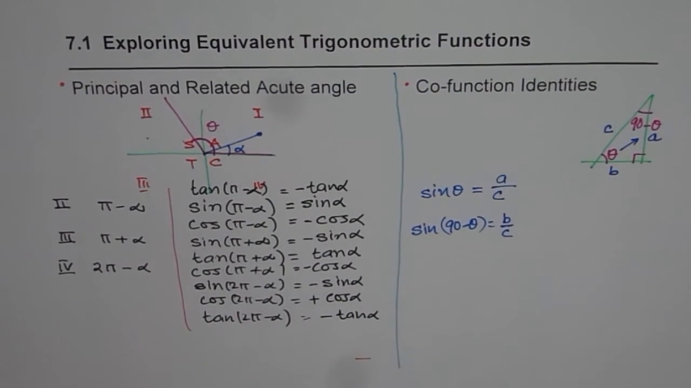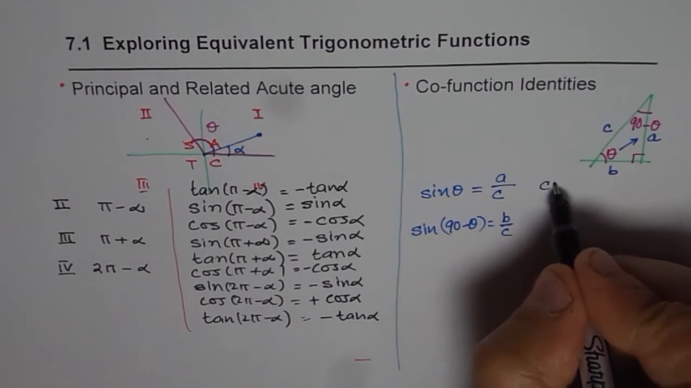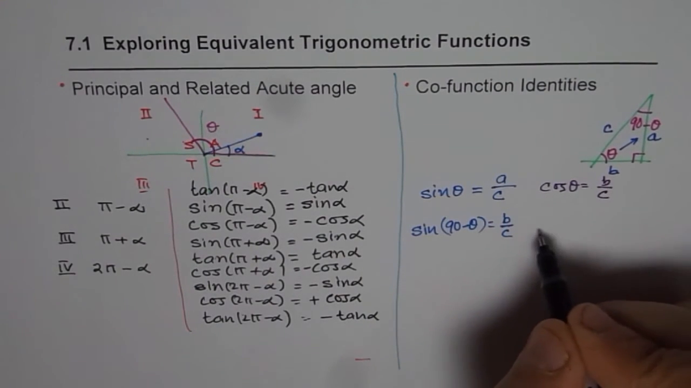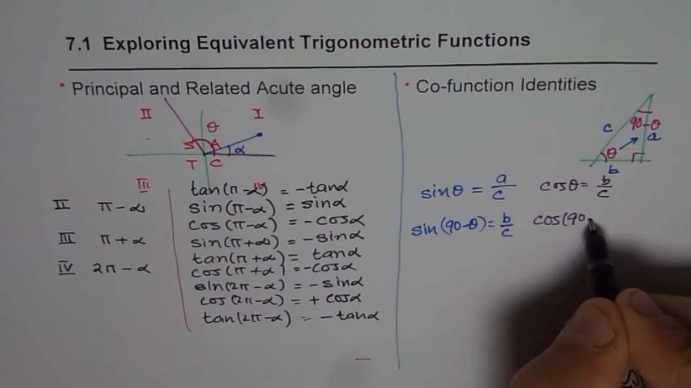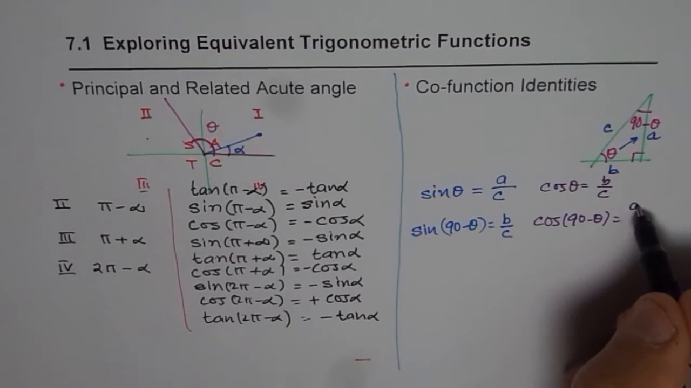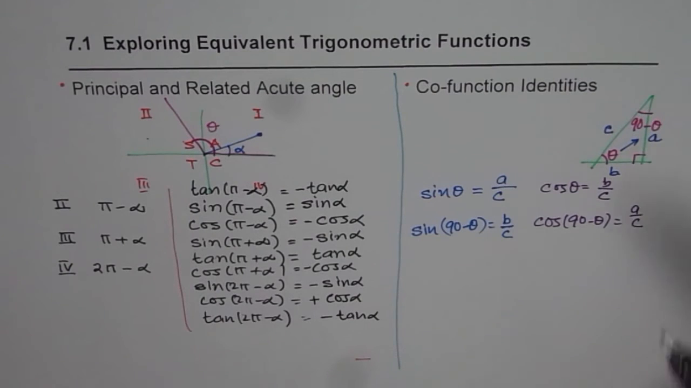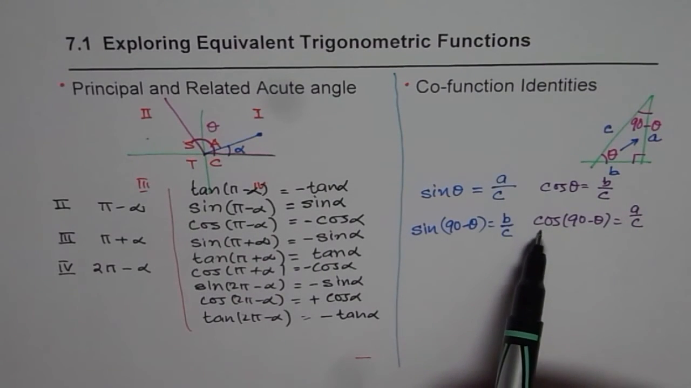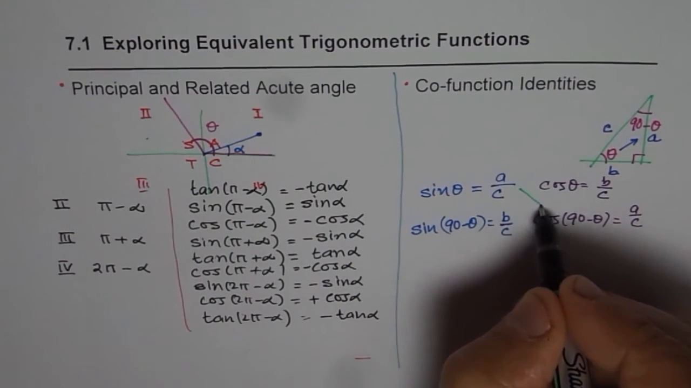B over C. Now let's look into the cosine function. Cos of theta will be what? Cos of theta is adjacent over hypotenuse, so it has to be B over C. However, cos of 90 minus theta, when you look from here, adjacent is A and hypotenuse C. So it is A over C. Do you see? When you change your angle or perspective, things flip, right? So you can easily see what happens. Sine theta is actually A over C, which is the same as cos of 90 minus theta. So that is how they are related.